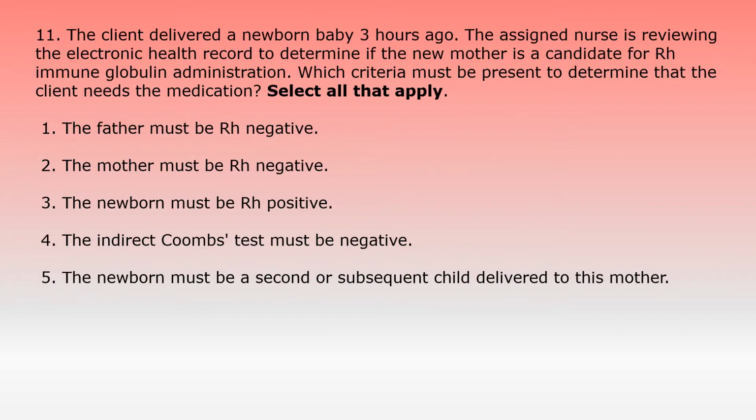11. The client delivered a newborn baby 3 hours ago. The assigned nurse is reviewing the electronic health record to determine if the new mother is a candidate for Rh immune globulin administration. Which criteria must be present to determine that the client needs the medication? Select all that apply. 1. The father must be Rh negative. 2. The mother must be Rh negative. 3. The newborn must be Rh positive. 4. The indirect Coombs test must be negative. 5. The newborn must be a second or subsequent child delivered to this mother.